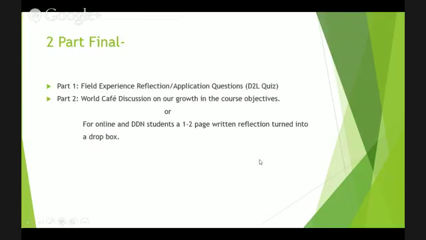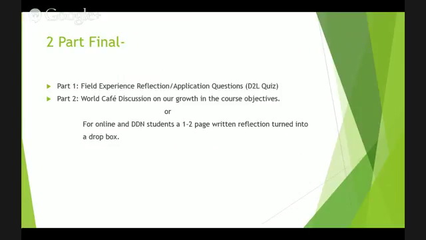So here we go. It's a two-part final. The first part is a field experience reflection. There are some application questions or essays that you're going to be writing. This is going to be in the form of a D2L quiz that I will explain further. In just a minute, I'll tell you what the questions are.